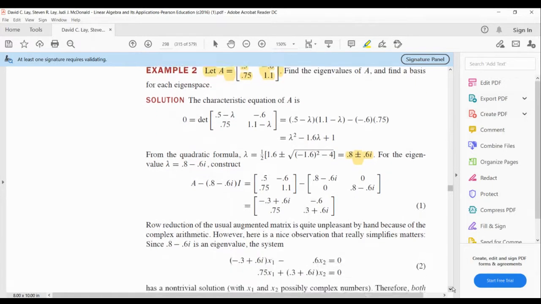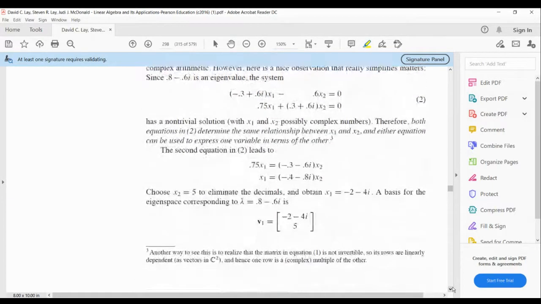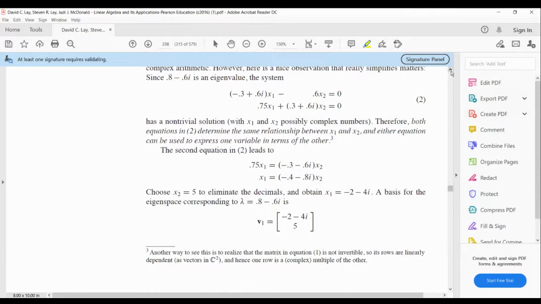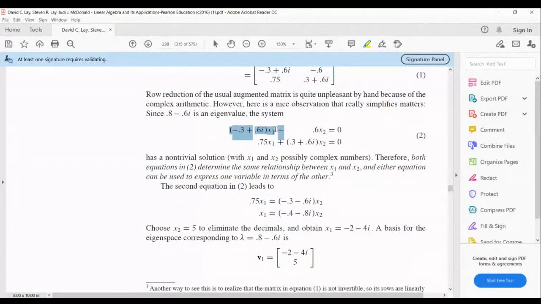And then they go through and they solve for the eigenvectors. Okay, and we learn that when we try to find the eigenspace corresponding to the eigenvalue, the system of equations we get, like for a 2 by 2, we get 2 equations, but they are redundant. We only need to use one to solve. And in their case, they use the second equation and solve for x1 in terms of x2.